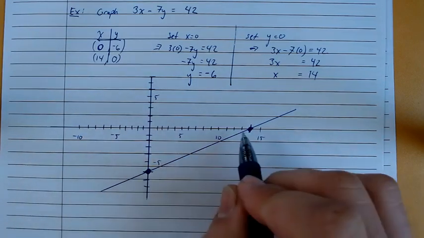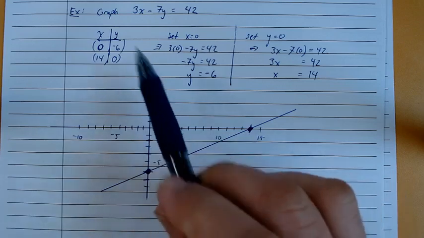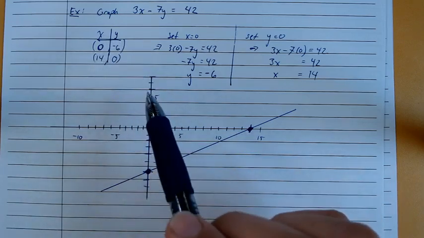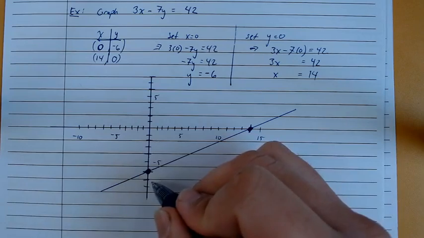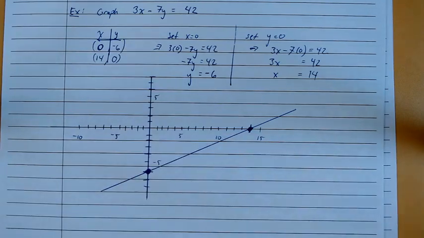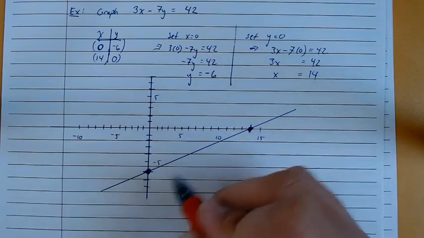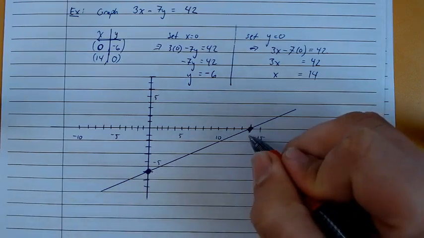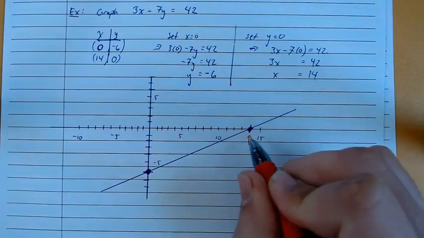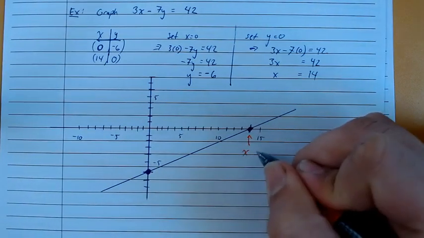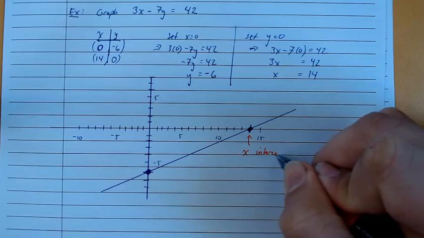Because of that, these 2 points are often used more than any other point, and they're used so often that they have a name. These are called the intercepts, because they're where the graph crosses, where it intercepts one of the axes. This is where your graph crosses, where it intercepts the x-axis, so it's called the x-intercept.